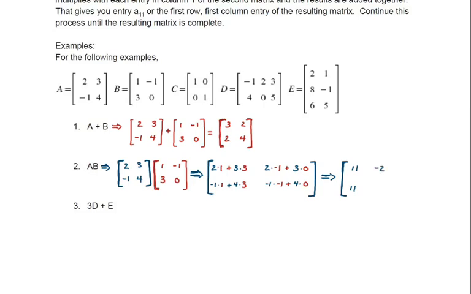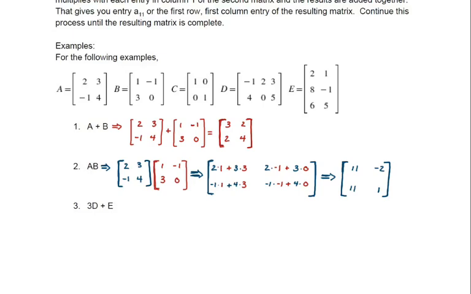Like I said, the second entry in row 1 would be 2 times negative 1 plus 3 times 0, which is negative 2. And then the last entry would be negative 1 times negative 1 plus 4 times 0, which is 1. So that is my answer for A times B. Again, the way you're going to multiply, you've got to be careful here, is the first row times the first column gives me my first entry. The first row times my second column gives me my second entry in row 1. And then I do the same process through all the rows and all the columns of my two matrices. And that would be your answer.